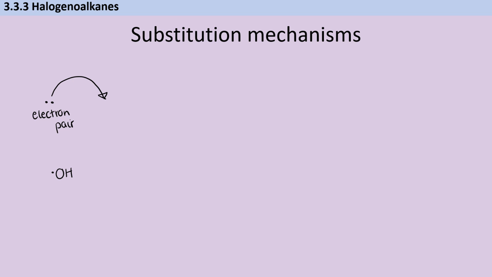So if I've got a hydroxide nucleophile like this, then my arrow should be going from that lone pair, which is on the oxygen. It should never be going from the hydrogen or from a different bit of the oxygen that wasn't the lone pair.